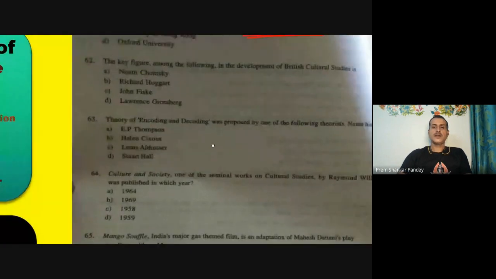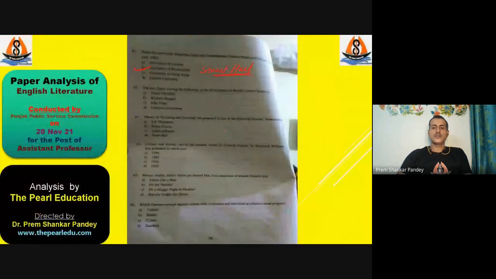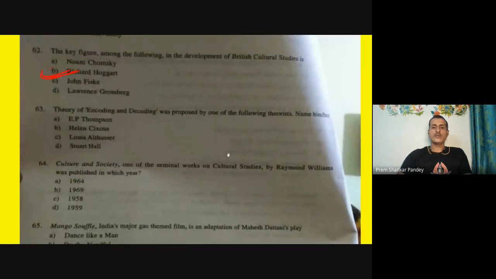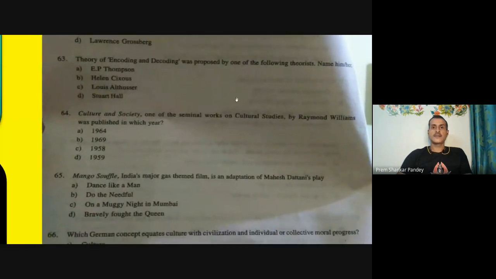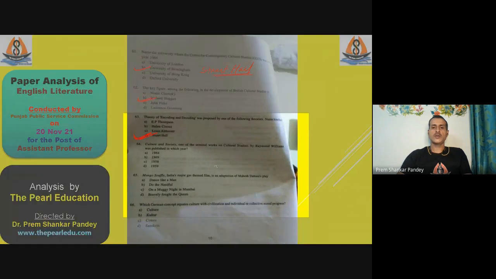Who is the key figure among the following in the development of British cultural studies? Noam Chomsky, John Fiske, Lawrence Grossberg, Richard Hoggart. British cultural studies, obviously Richard Hoggart. Yes, absolutely right. The theory of the encoding-decoding model was proposed by one of the following theorists. Encoding-decoding. Another easy question. Yes, very right. The right answer is Stuart Hall, who has given the encoding-decoding model that we have read in our class also.